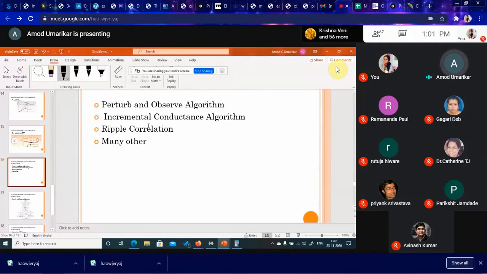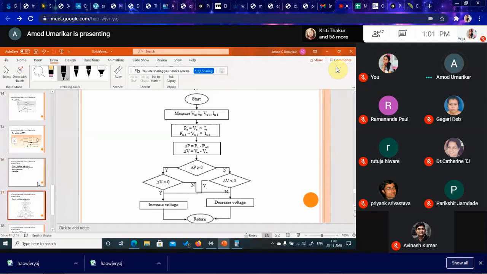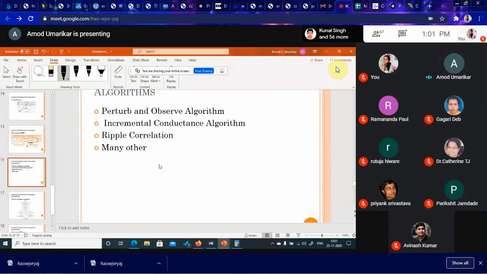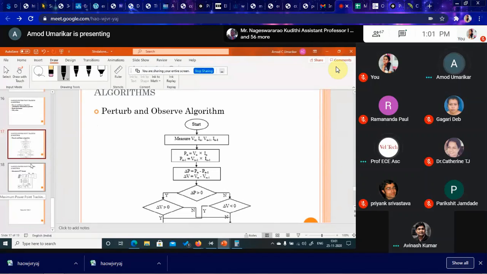There are multiple algorithms for this, you must be knowing about it. I will not discuss this because you already know about it. Perturb and observe, incremental conductance, triple correlation, many other algorithms. You know about it, right? Yes, sir, we know. So I will not go into it. We'll now go to the interesting part, which is simulation. We'll see.